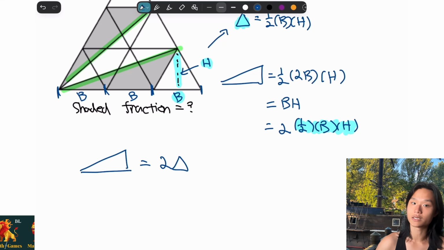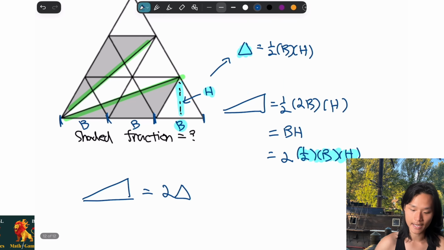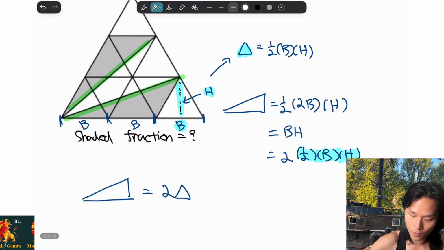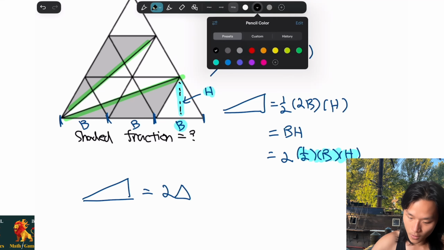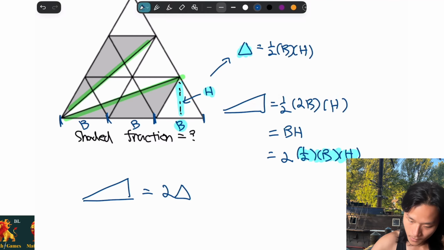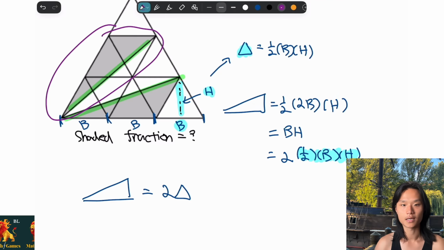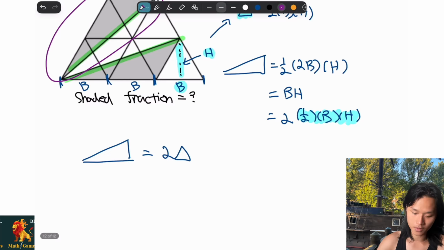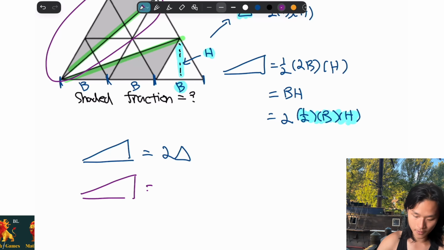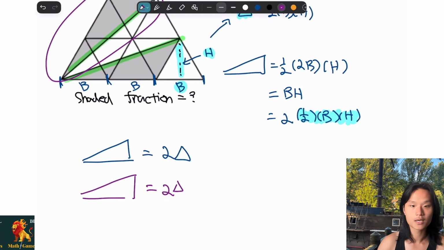Now, as you can see, we can apply the exact same reasoning to the other slanted triangle. Here we can just flip it on its side and then do the same calculations. So once again, that also has 2 of those equilateral triangles.